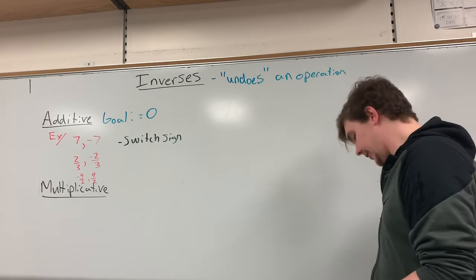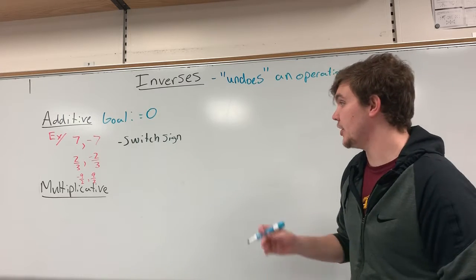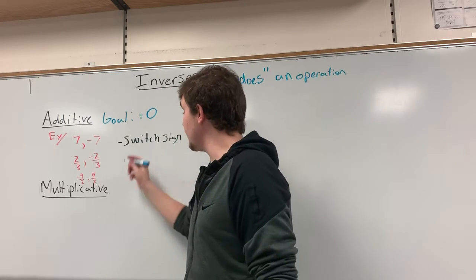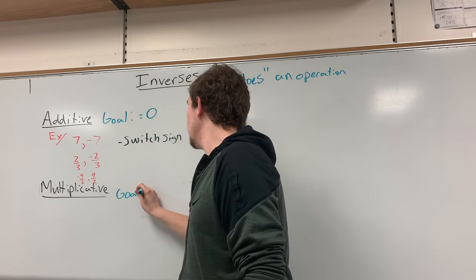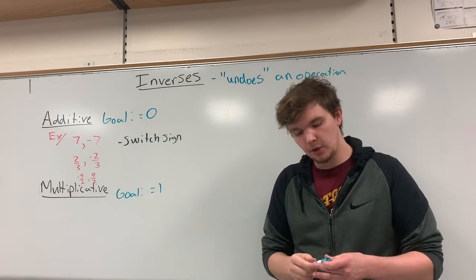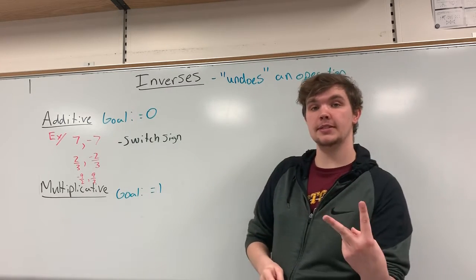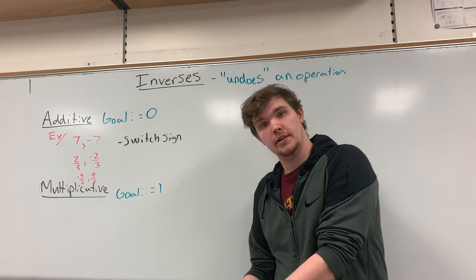Now, multiplicative inverses, very similar, right? They're still opposites, but your goal here, instead of getting them to equal 0, is that you want them to equal 1. So when you're finding multiplicative inverses, you're trying to find two numbers that when you multiply them together, they equal 1, right?